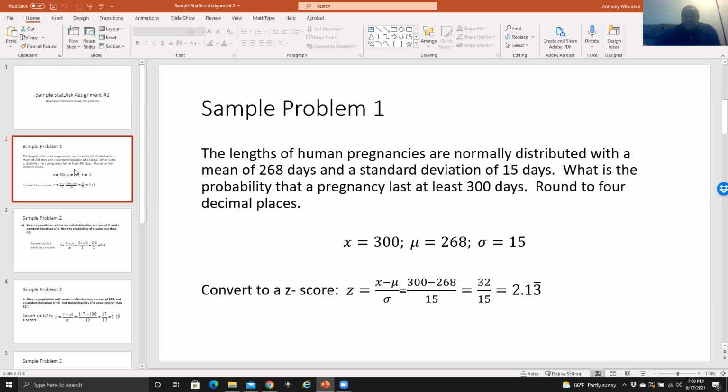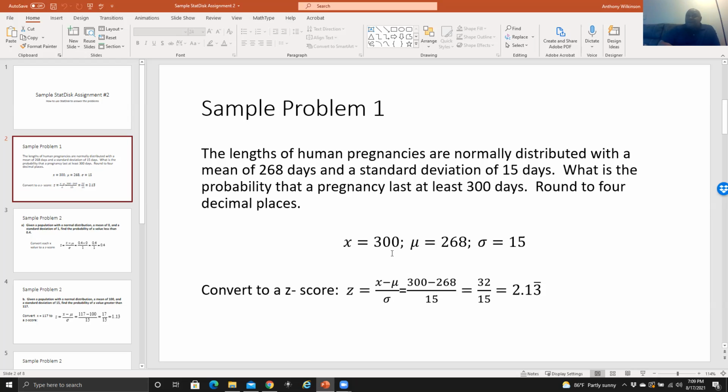Okay, so I've already identified what's in this particular problem. We have a mean of 268 days. That's going to be your population mean, because we're looking at a normal distribution with a population mean and a population standard deviation. Here, the standard deviation, of course, is going to be 15. That's sigma, equaling 15. And of course, we're looking at a probability that a pregnancy lasts at least 300 days. So X is going to be equal to 300.